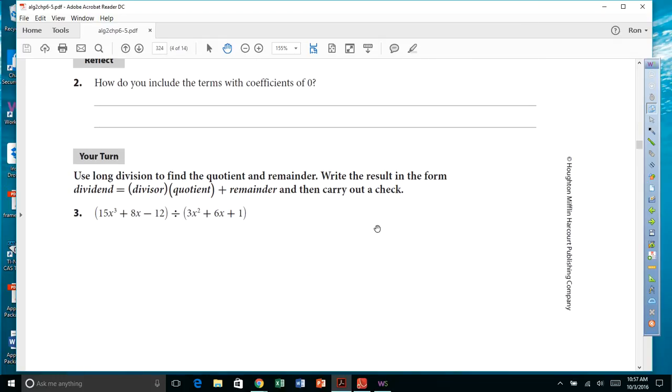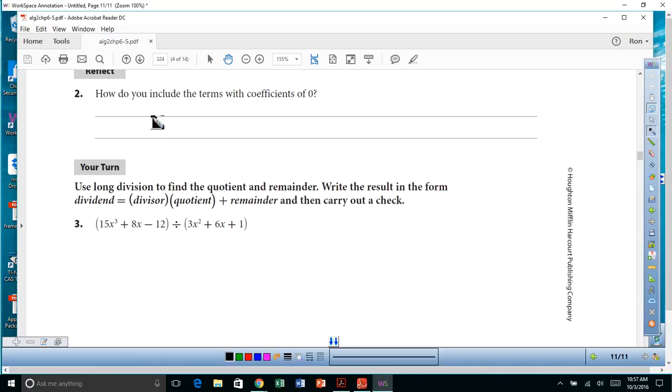How do you include the terms with coefficients of 0x squared? Well, you're not adding any value because 0 times x squared is just 0, right? You're just using it mostly as a placeholder, so that when you're doing your division, it doesn't get everything all choked up or munched together.